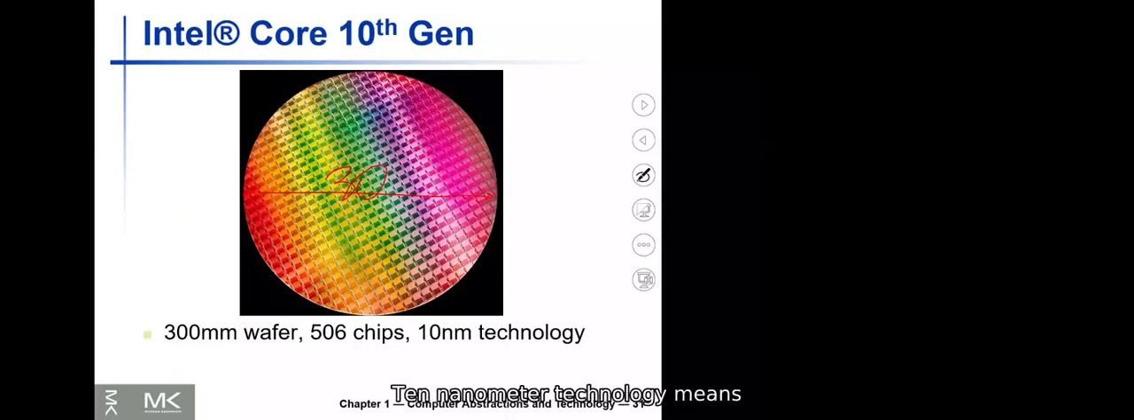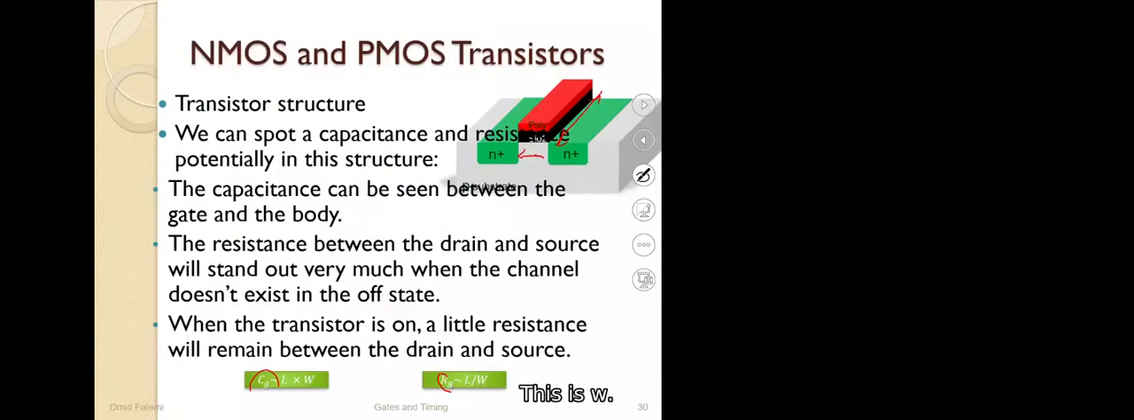technology. 10 nanometer technology means the resolution that you can build in your chip. This, let me show you. This is W. This is 10 nanometer in this technology. When the technology improves, it goes down. Now I guess we have 3 nanometer technology. Maybe 30 years ago, we had 200 micron technology.